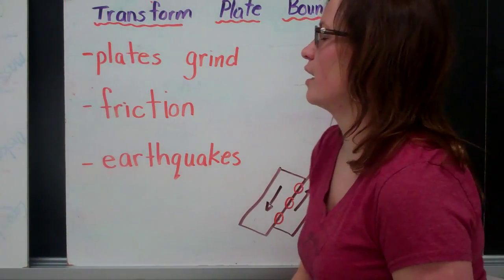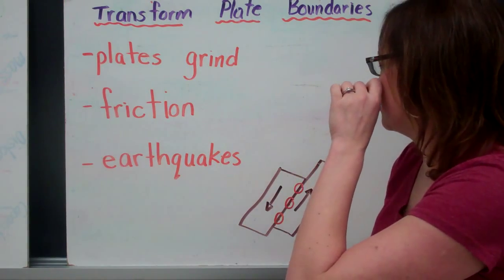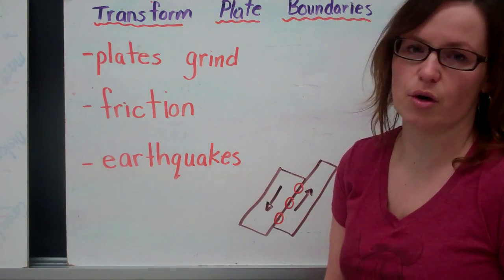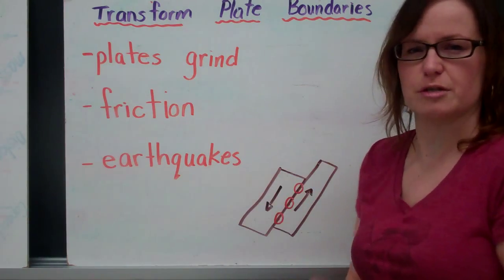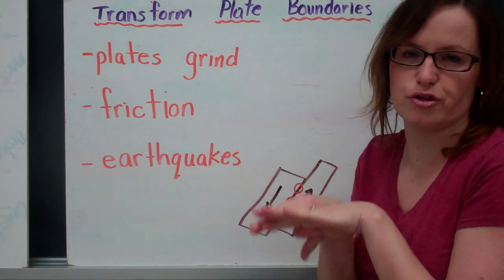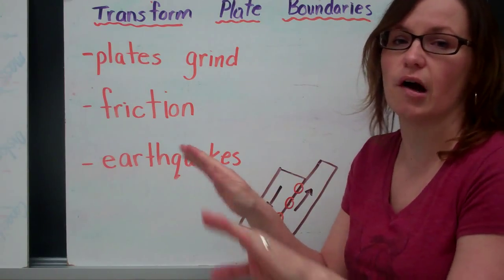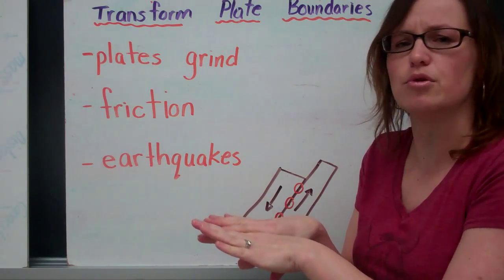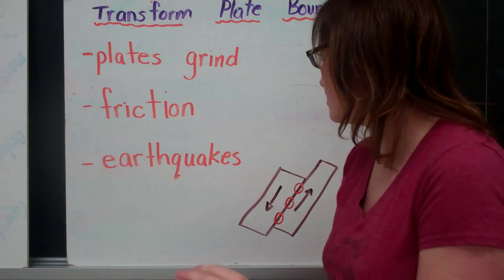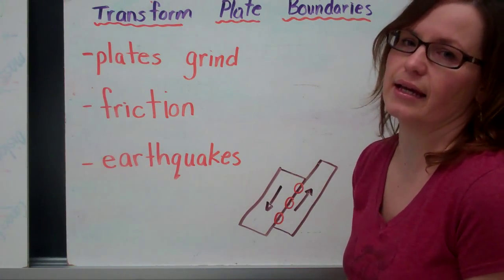The next are plates that are called transform plate boundaries. These transform plates are ones that are moving in opposite directions, but they're moving very close to each other. So there isn't a gap, and they're not pushing on each other. They're just slowly moving past each other. And this creates sort of a grinding effect.